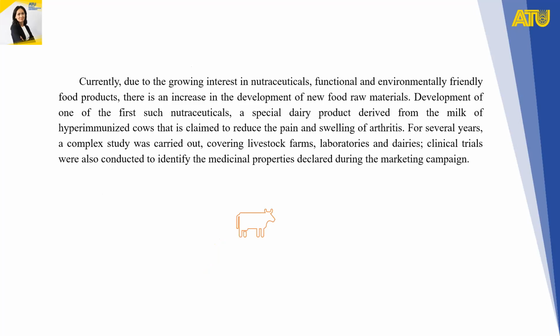Currently, due to the growing interest in nutraceutical, functional, and environmentally friendly food products, there is an increase in the development of new food raw materials. One of the first such nutraceuticals was a special dairy product derived from the milk of hyper-immunized cows that is claimed to reduce the pain and swelling of arteries.